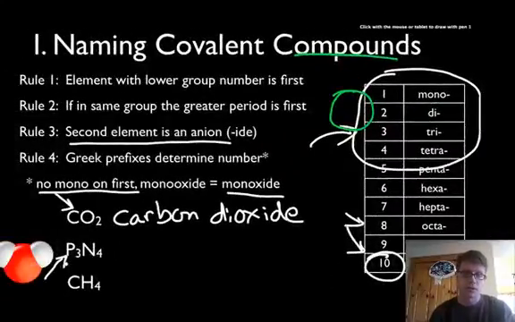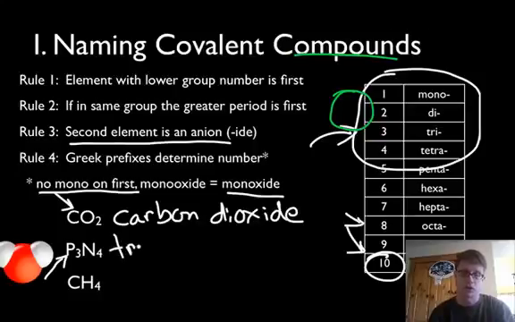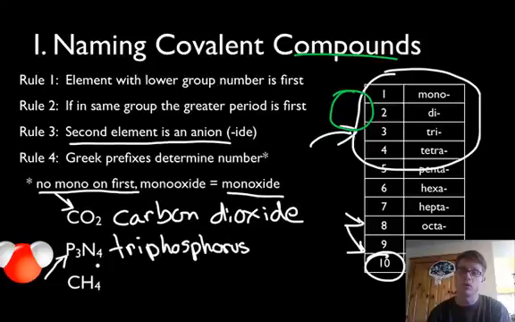So let's go back and finish this one out. We have phosphorus, but we have 3 of those. And so this one's going to be triphosphorus. And then we've got 4 of these nitrides, and so that's going to be tetranitride. So that's the name of P3N4.